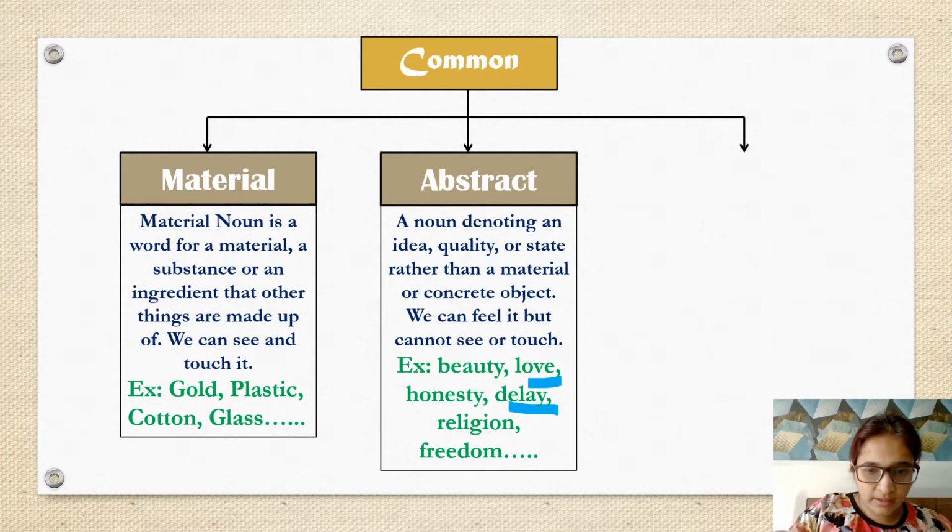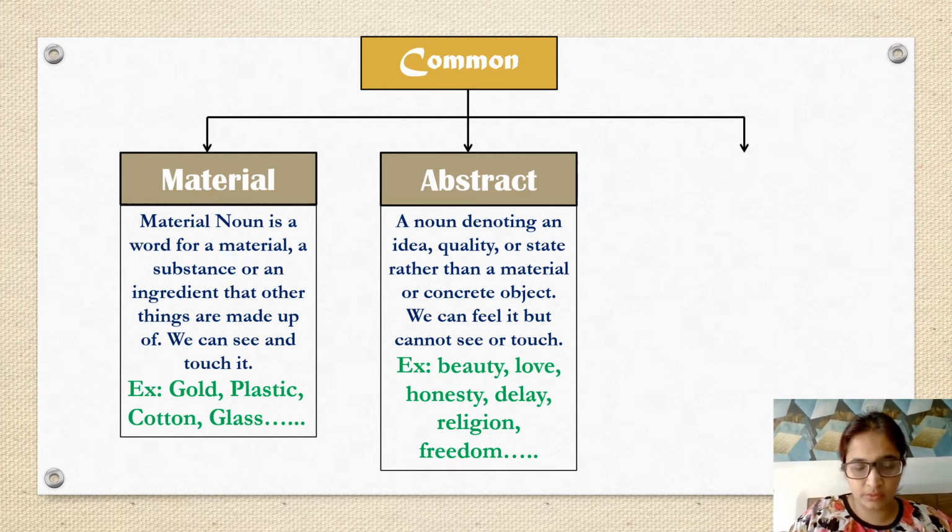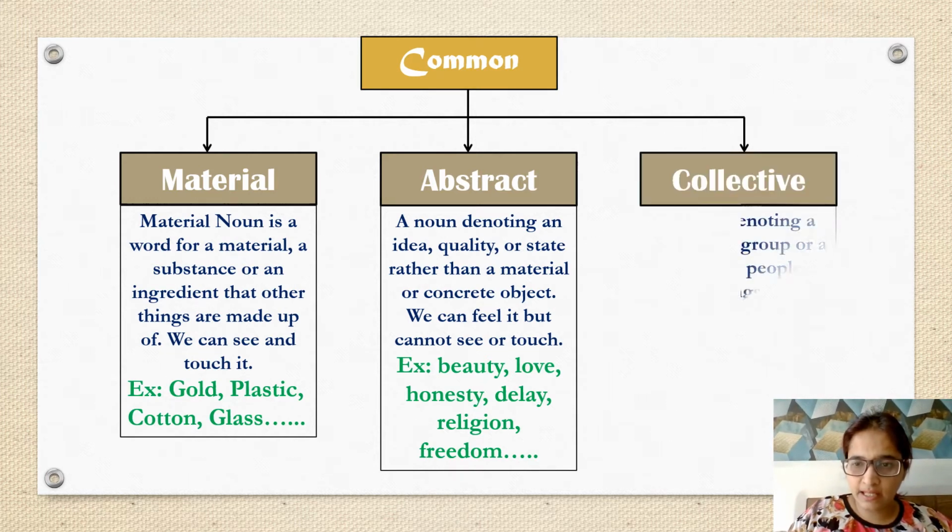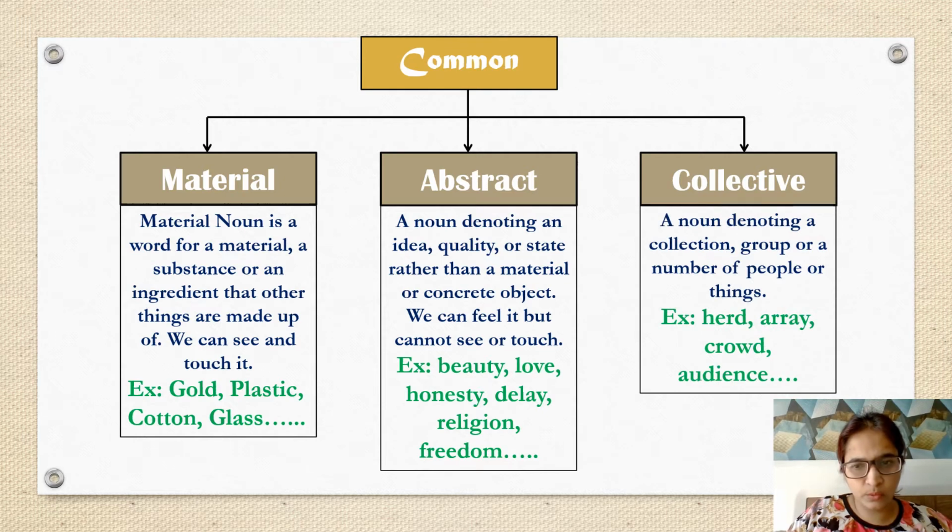All these are nouns which we can feel. You can feel the beauty of someone, you can feel the love, but you really cannot see or touch them. All right, so these kind of nouns are called abstract nouns. Let's go to the next one, which is collective nouns. By the name itself, you will know that it is a noun denoting a collection, a group, or a number of people or things. Okay, for example, herd, array, crowd, audience, etc.